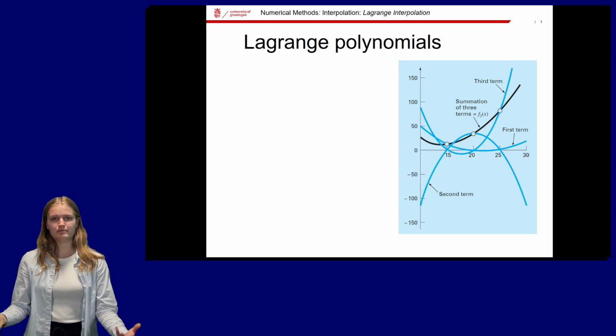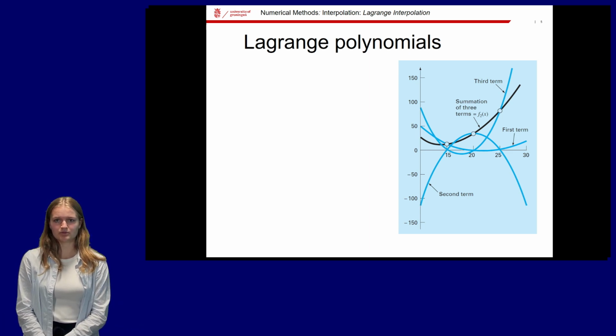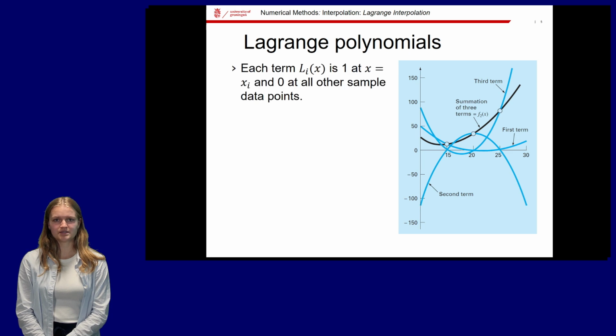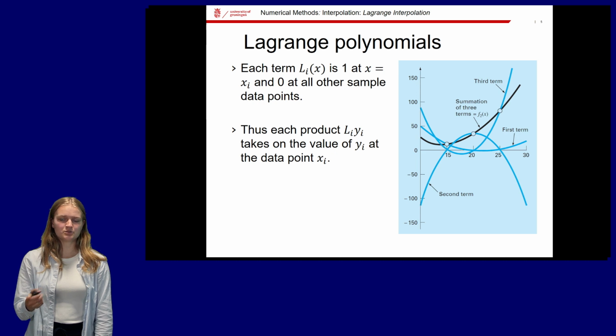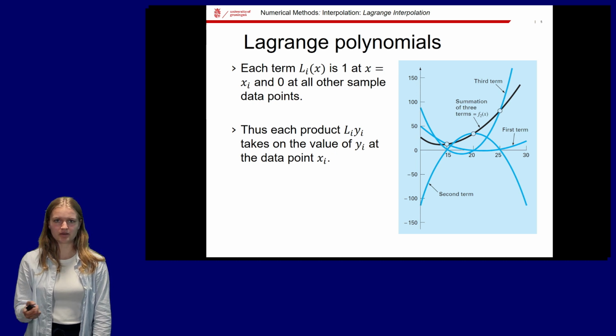So the main idea behind Lagrange polynomials is basically that each L function is equal to 1 at x is xi, while it is equal to 0 at all the other data points. So you can see that this is depicted in this figure as well. This means that each product, Li times Yi, takes on this value of Yi at this data point xi.